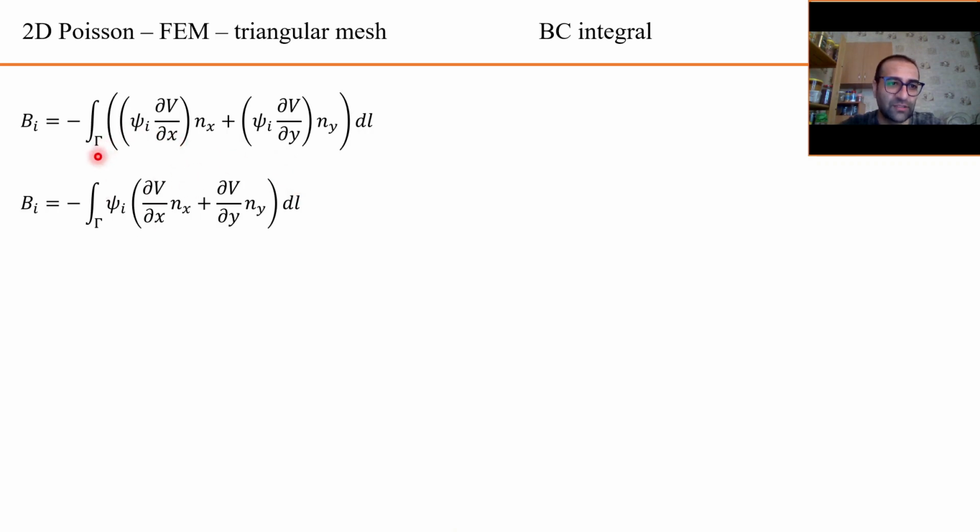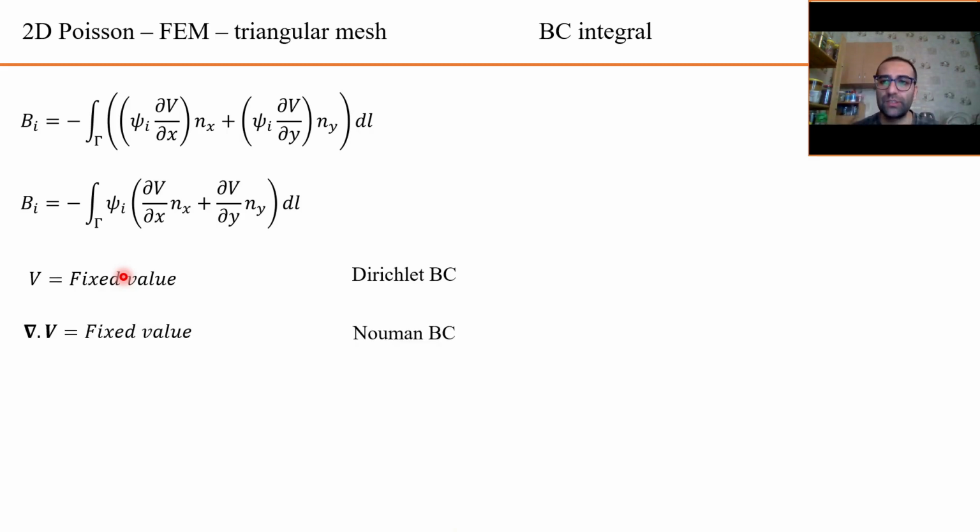I can just rewrite the same equation. I factor out this psi I. About the boundary conditions, we can have three famous boundary conditions. That is the Dirichlet boundary condition. It means that we know the value of the unknown variable that we are trying to calculate. In the Dirichlet case, we know this unknown only at the boundaries, and we try to calculate it inside the domain. And the Neumann boundary condition says that we do not know the value of this unknown variable at the boundaries, but we know the derivative of this unknown variable at the boundaries.